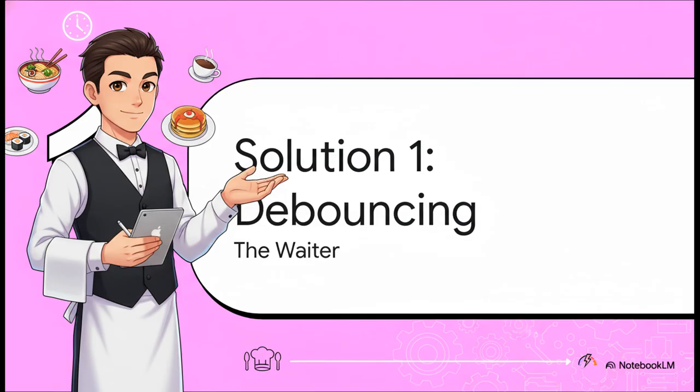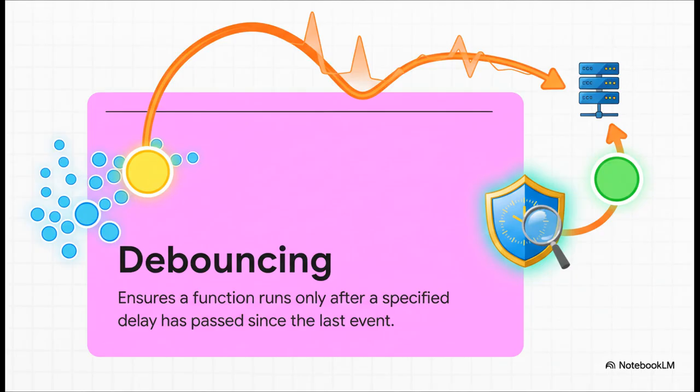Let's kick things off with our first solution, debouncing. And honestly, the best analogy I've ever heard for this is to think of a polite waiter. They don't sprint to the kitchen after every single thing you say. No, they wait for you to finish your entire order before they go and do anything. So, in more technical terms, what debouncing does is it bundles up a whole flurry of events into just a single one. It works by making sure a function, like our API call, only gets to run after a certain amount of time has passed without any new events coming in. It's all about waiting for that quiet moment, that pause.